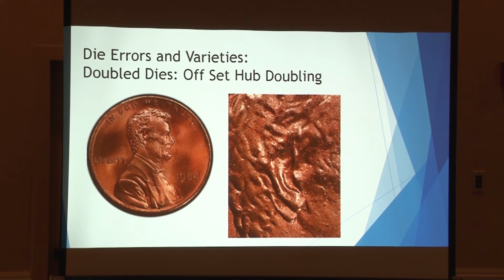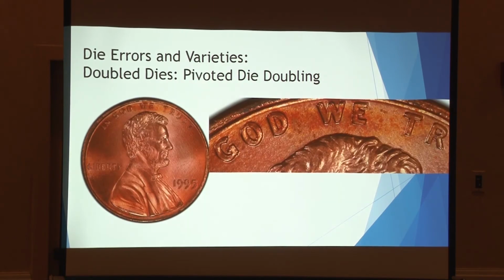Hub doubling, offset. The next one's pivoted die doubling, most famously from the 95 double die penny, where it's not completely rotated, it's just pivoted slightly. So you have doubling, but it's going to be weaker, and it's only going to be in certain areas because it wasn't a full rotation of the die.